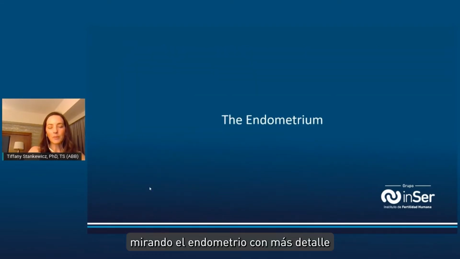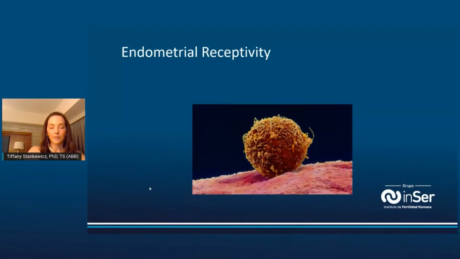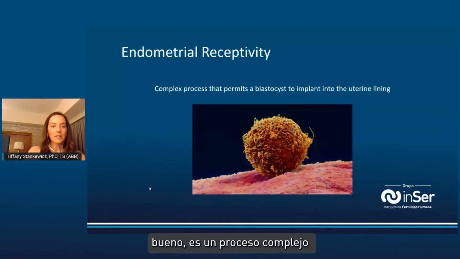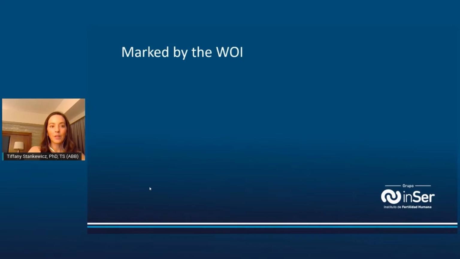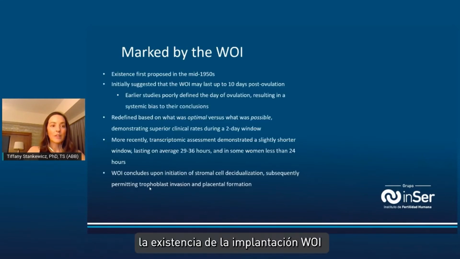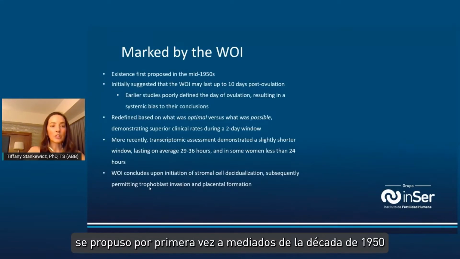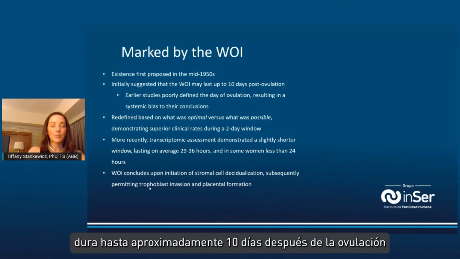Looking at the endometrium in more detail, we must start with endometrial receptivity. What is this? Well, it's a complex process that permits a blastocyst to implant into the uterine lining. Endometrial receptivity itself is marked by the window of implantation. The existence of the window of implantation was first proposed in the mid-1950s. It was initially suggested that the window of implantation lasts up to approximately 10 days post-ovulation.